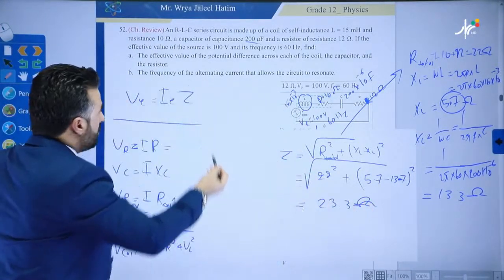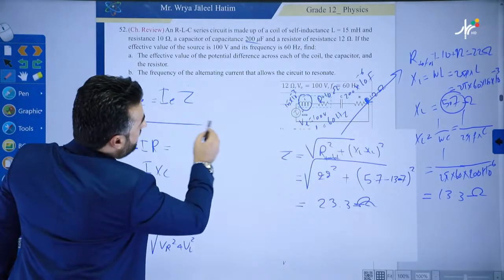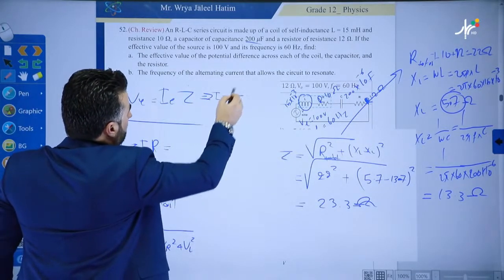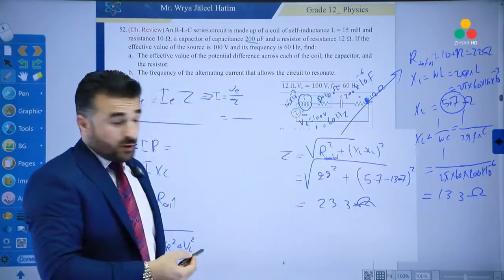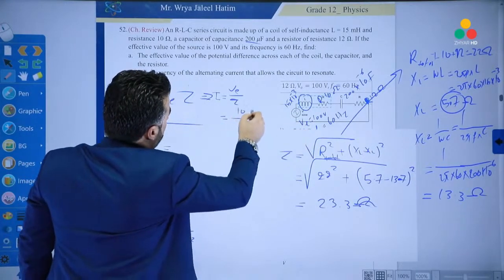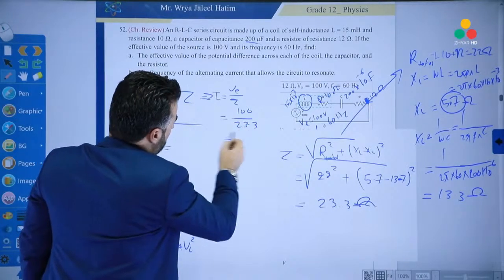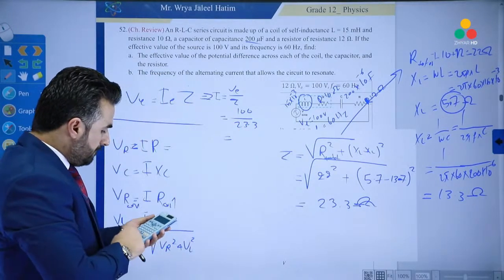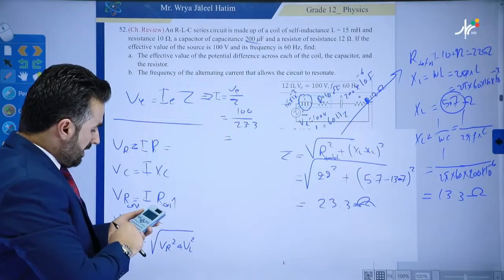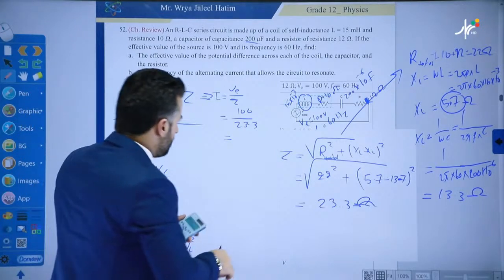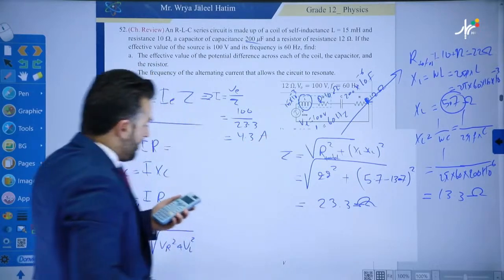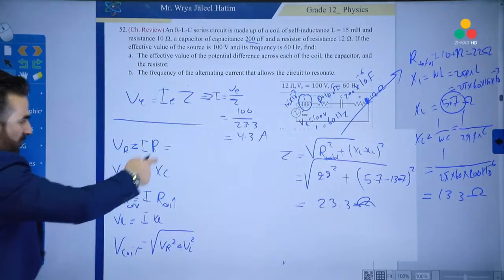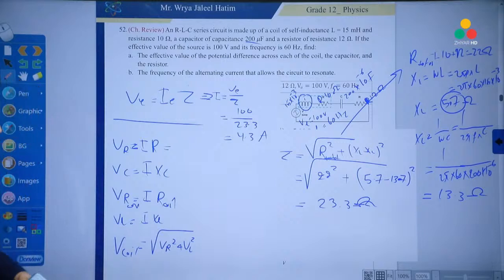Now I can find the current. I equals V effective over Z. V effective, the voltage of the source, is 100, divided by 23.3. So what would be the current? 100 divided by 23.3. The answer is 4.29. We can say 4.3 by rounding, in amperes. If that is the current, then you can plug these numbers in and find everything you need. It's that simple.